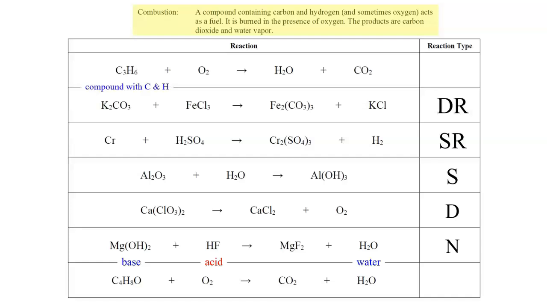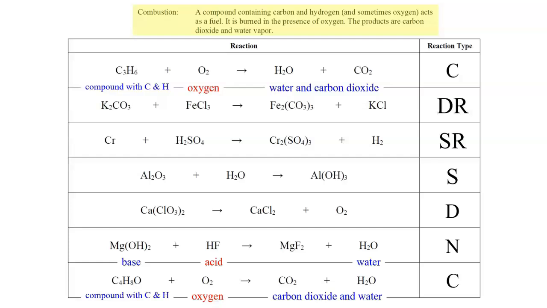So here we have a compound, C₃H₆, so it's a compound containing carbon and hydrogen. It's reacting with oxygen, and the products are water and carbon dioxide. So this gets the label C for combustion. And at the bottom of this slide, we see a compound that contains carbon and hydrogen, C₄H₆O. Again, sometimes that compound will also contain oxygen. It's reacting with oxygen to produce carbon dioxide and water. So this fits the definition of a combustion reaction.